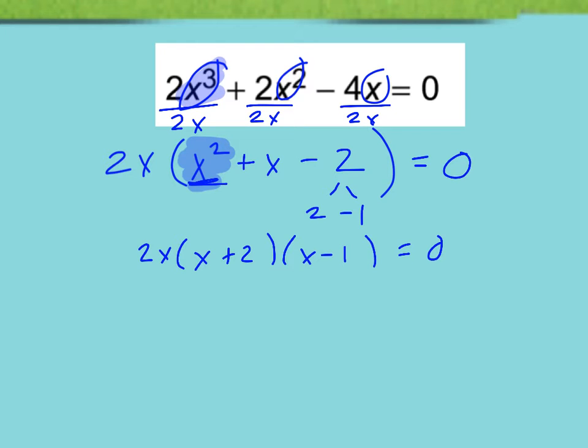How do I solve for x from here? Split it. So 2x is equal to 0, x plus 2 is equal to 0, and x minus 1 is equal to 0. So I just split each piece up. I have one piece here, another piece here, and another piece here. I split each piece up and set it equal to 0. So now I need to solve for x.